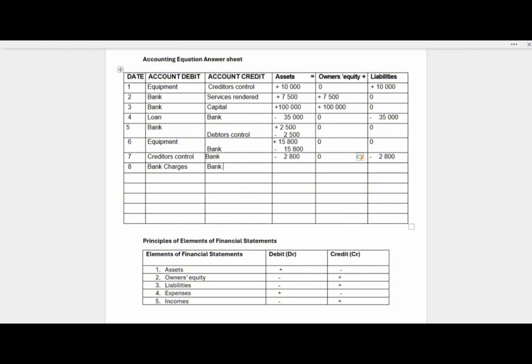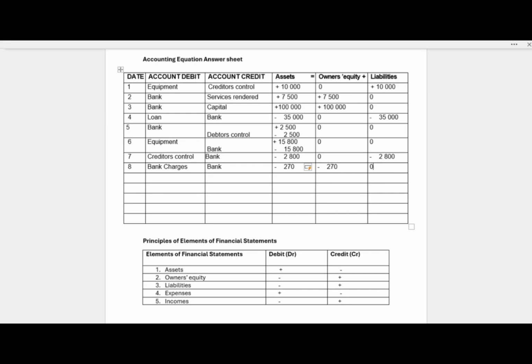And then bank, we're going to go to the asset part and say minus 270, because bank is an asset. And then we come here on the owner's equity, because remember, bank charges are expenses, and when expenses are increasing, they decrease your owner's equity. Expenses by nature decrease your owner's equity when it comes to the accounting equation. So you're going to say minus 270, I mean 270, not 2000, and then 0 on liability.